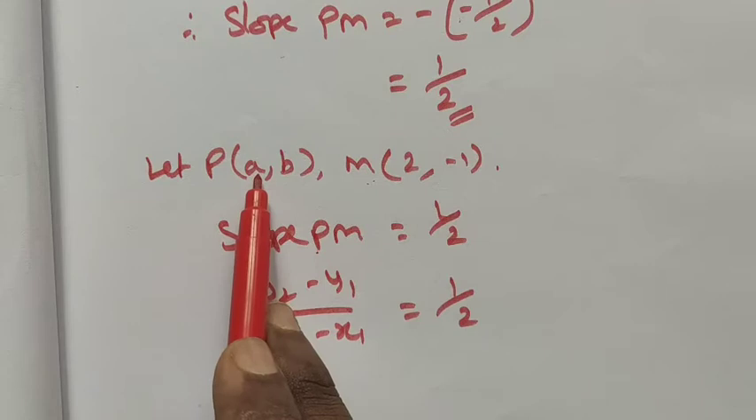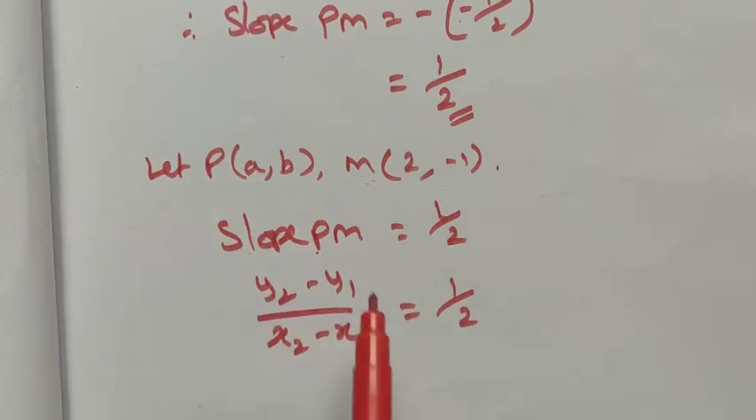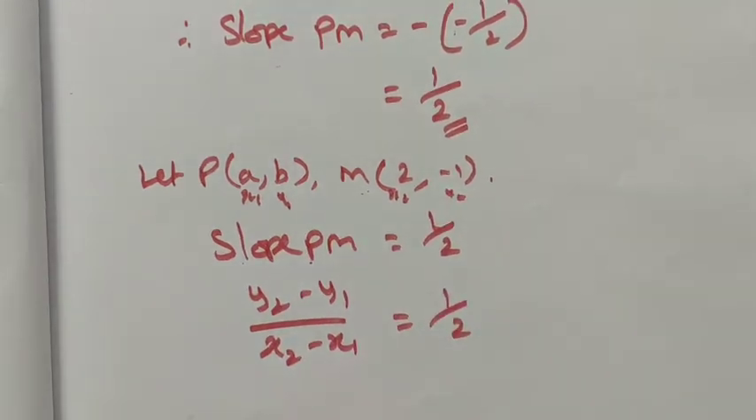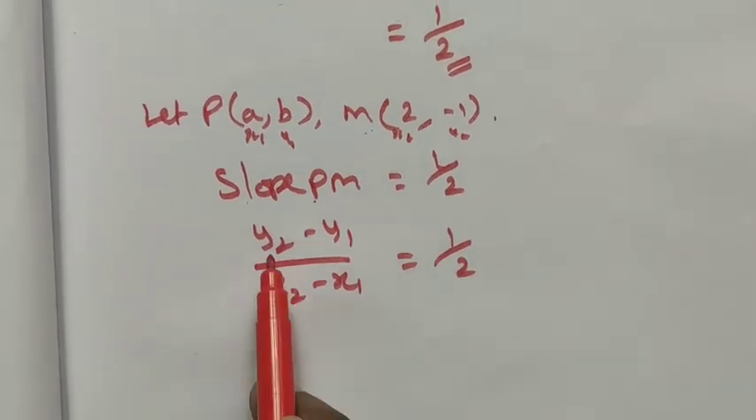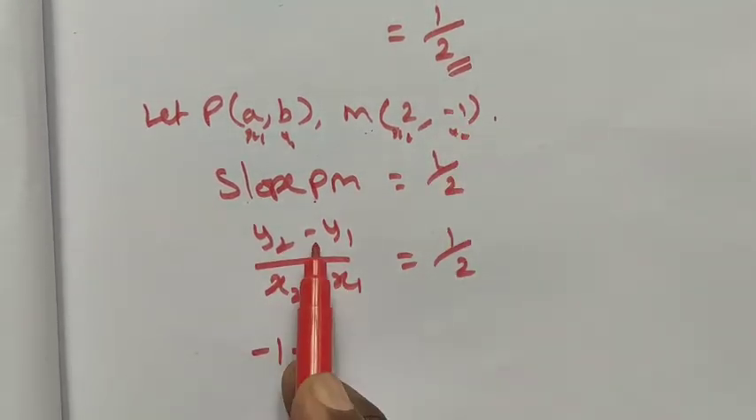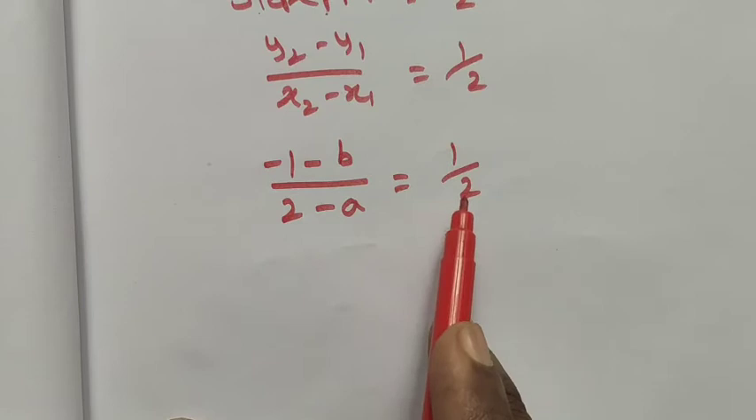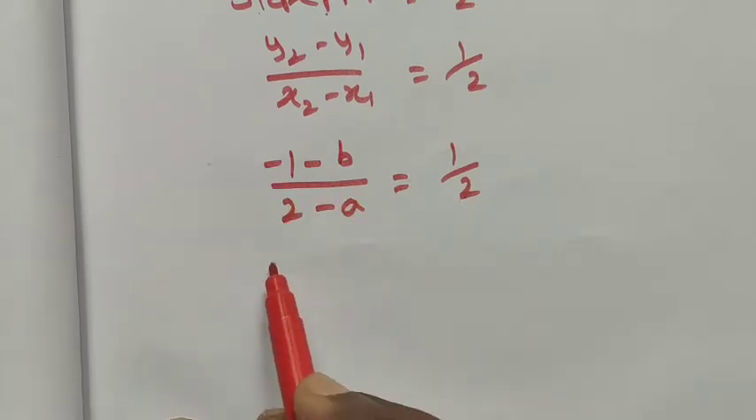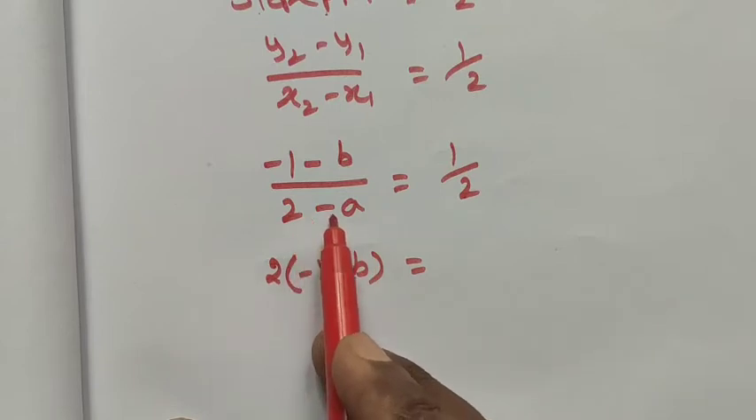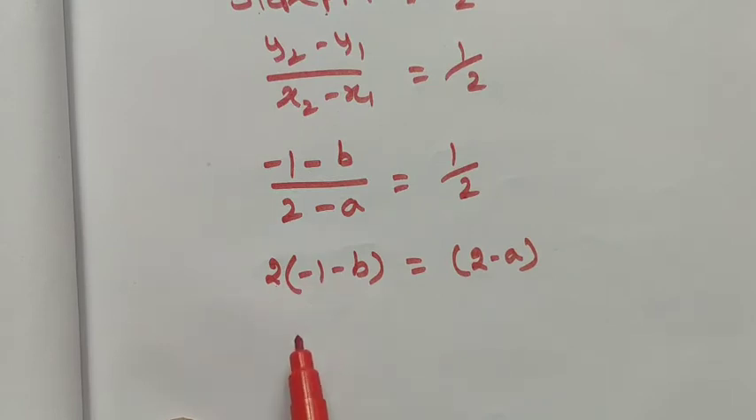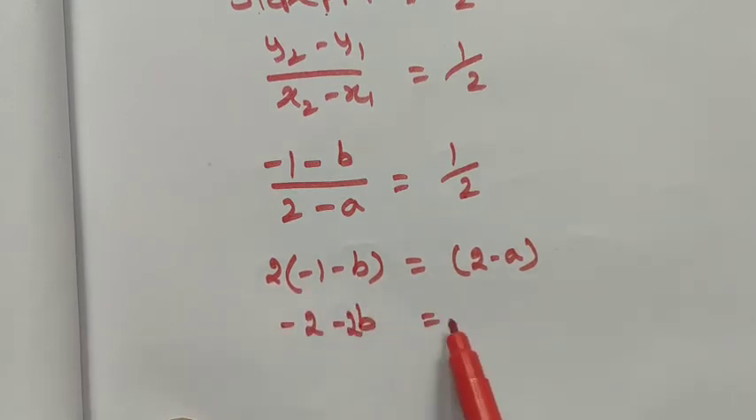Now the slope formula is y2 minus y1 divided by x2 minus x1. Now apply the values of x1, y1, x2, y2 to find the A and B values, right? Y2 is -1, in the formula minus y1 is B, divided by x2 is 2 minus x1 is A, is equal to 1/2. Now cross multiplication: this 2 should be taken to this side, so we get multiplication. I take this 2 minus A to the other side, so 1 into 2 minus A. Now multiply this 2 inside: -2 minus 2B is equal to 2 minus A.